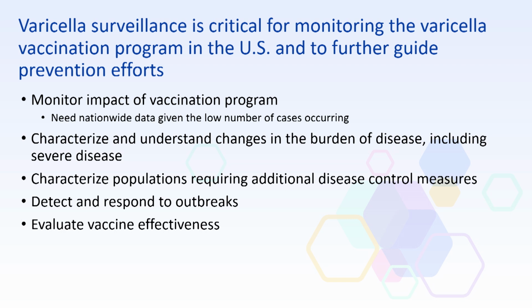Continuing improved varicella surveillance is critical to monitor the varicella vaccination program and to further guide prevention efforts. One key objective includes monitoring the impact of the vaccination program. And we need nationwide data given the more than 97% decline in incidence. Additional objectives include characterize and understand changes in the burden of disease, including severe disease, characterize population requiring additional disease control measures, detect and respond to outbreaks, and evaluate vaccine effectiveness.